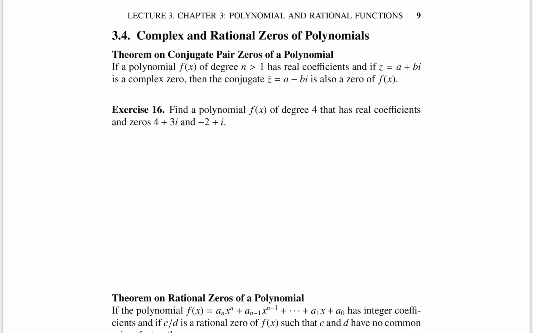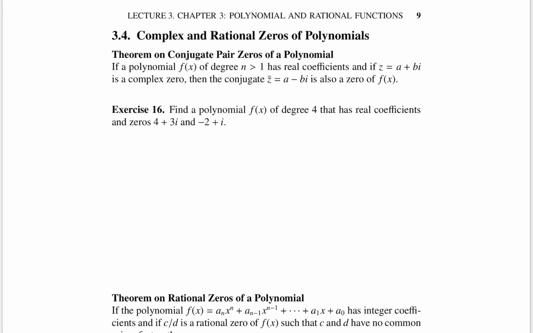Hi class, this section is on complex and rational zeros of polynomials. So the first theorem says that conjugate pair zeros of a polynomial. So if you have a polynomial f of x that has degree n greater than 1 and it has real coefficients, then the conjugate will also be a zero. So if you have a zero that's in the form of a complex number, the complex conjugate also has to be a zero. So they must come in pairs.